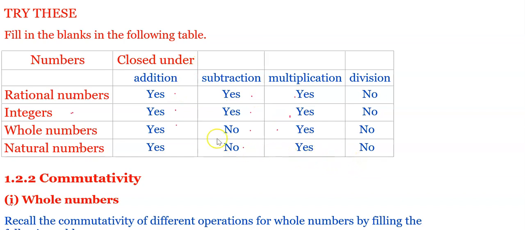It means that if you take any two numbers from this set and take their division, whatever that answer is, that element does not belong to this set, and that's why we say that all these numbers are not closed under division.